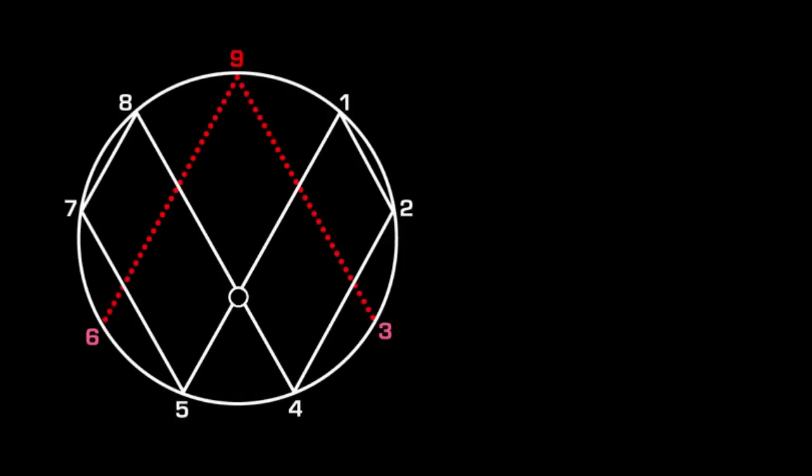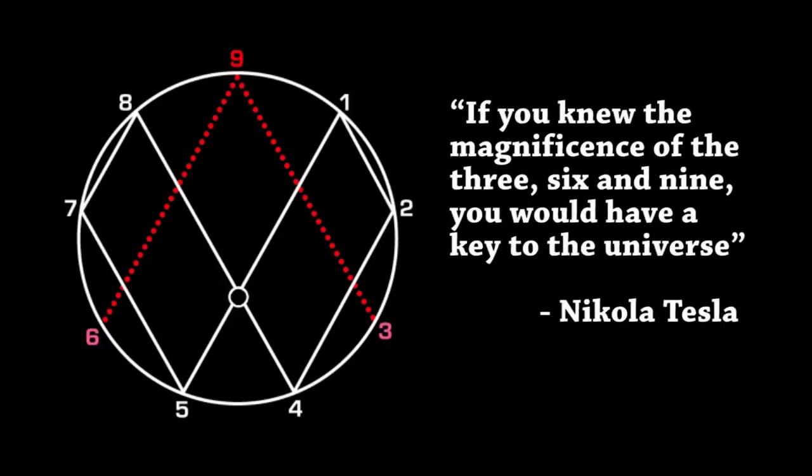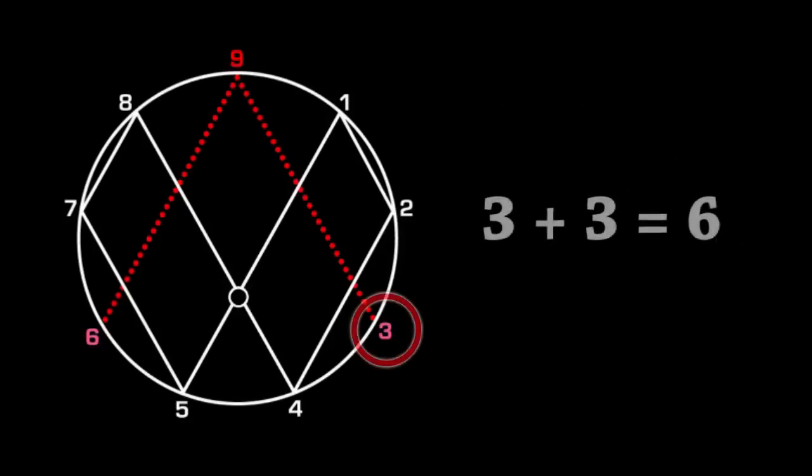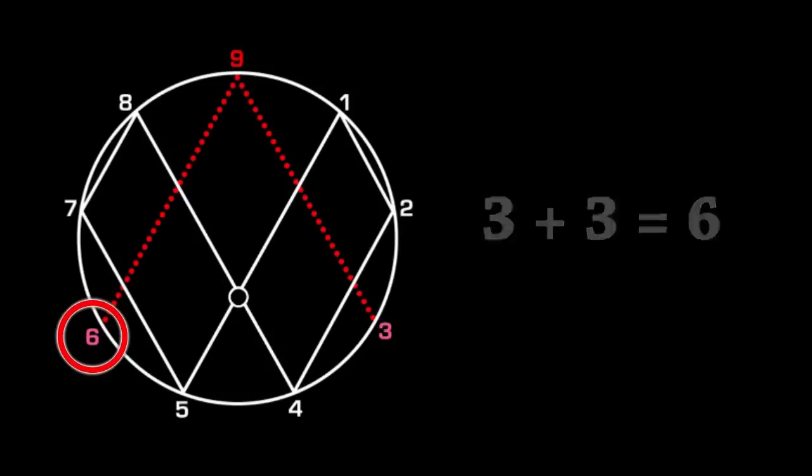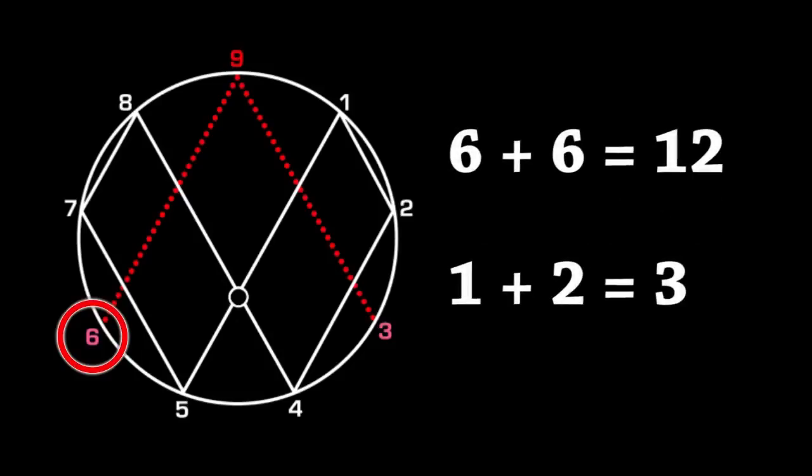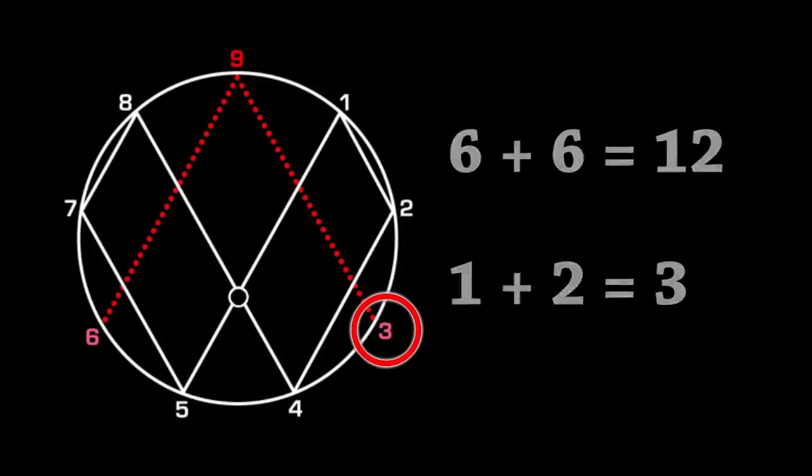You may have also noticed that the pattern skipped the numbers 3, 6, and 9, the numbers that Nikola Tesla said were the key to the universe. When the number 3 is doubled, we get the number 6. When 6 is doubled, we get 12. And 1 plus 2 is 3.